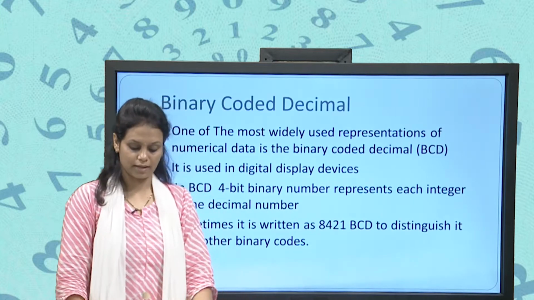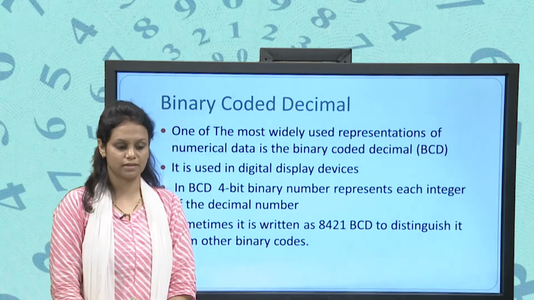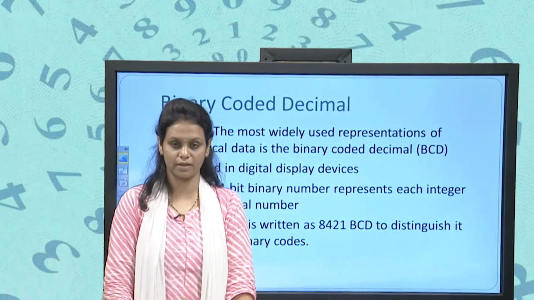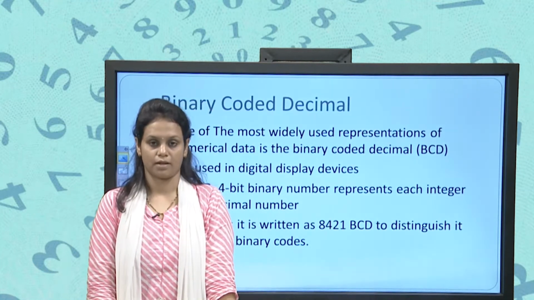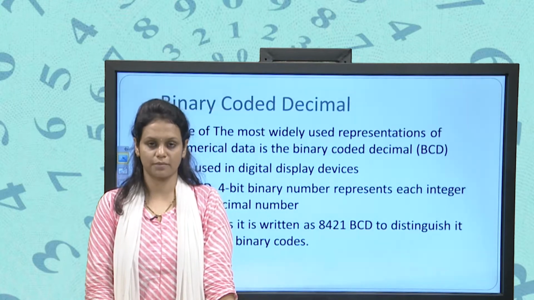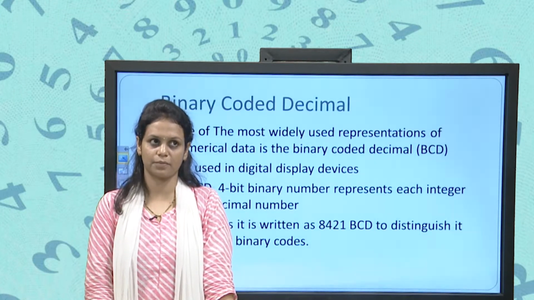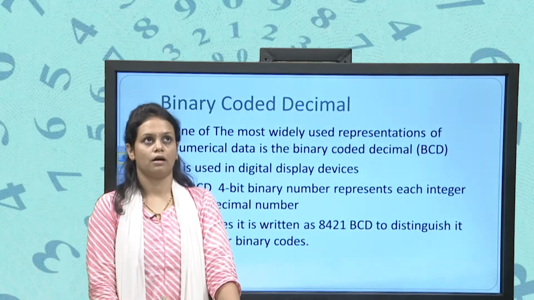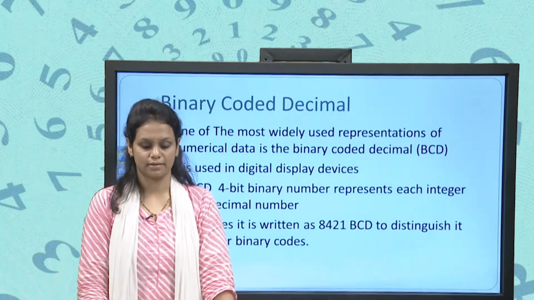Fine. In the last few lectures, we have seen the different base numbers like decimal, that is the 10 base number, then binary numbers, that is the 2 base number, then octal, that is the 8 base number, then hexadecimal, that is the 16 base number. Fine. We will just revise the last series.